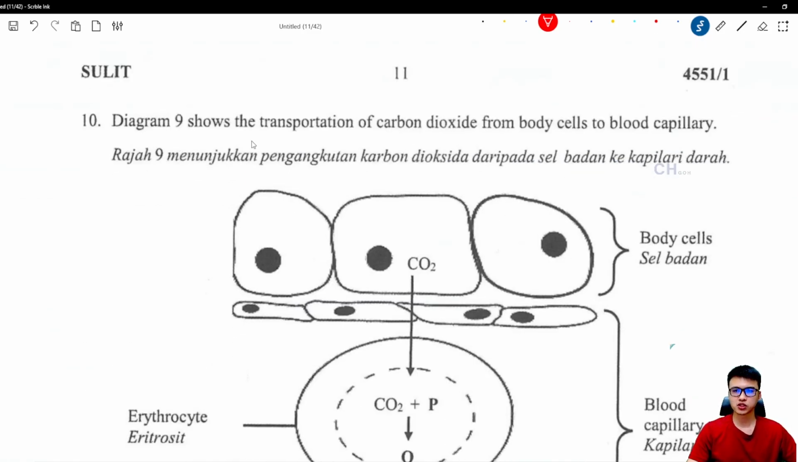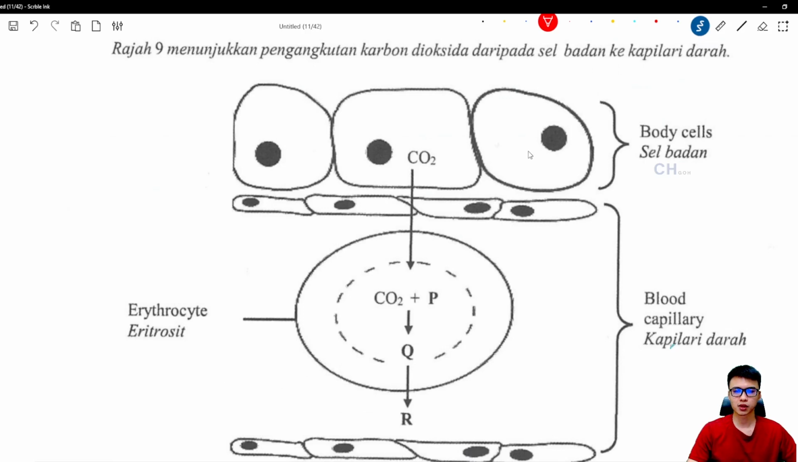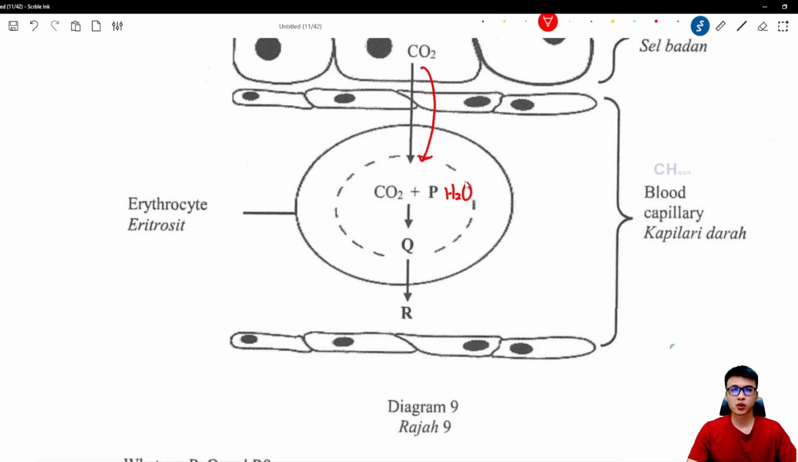Question 10. Diagram 9 shows the transportation of carbon dioxide from a body cell to the blood capillary. So what are P, Q and R? This one, guys, no choice. You need to memorize it. The transportation of carbon dioxide will be like this. Carbon dioxide produced by the cell, through cellular respiration, diffuses into the blood capillary. And here, it will start to mix with the water molecule. Once it mixes with the water molecule, it is going to form carbonic acid. So what is carbonic acid? H2CO3. Once it forms carbonic acid, it needs to be broken down into two things, which are the HCO3 minus, the bicarbonate ions, and also the hydrogen ion.